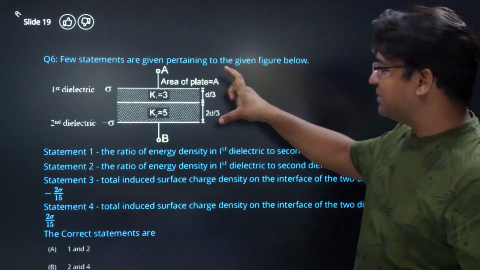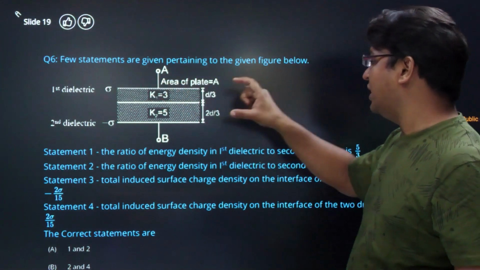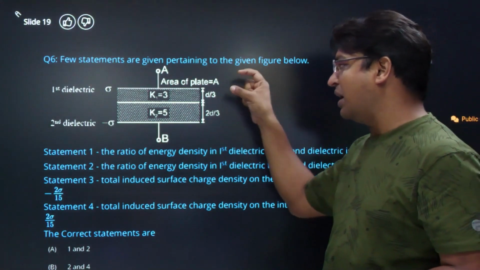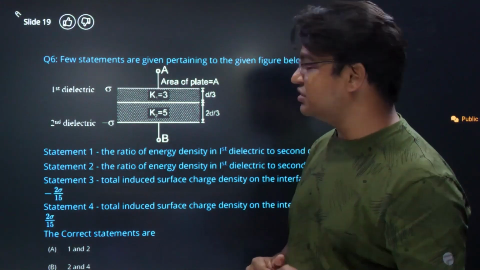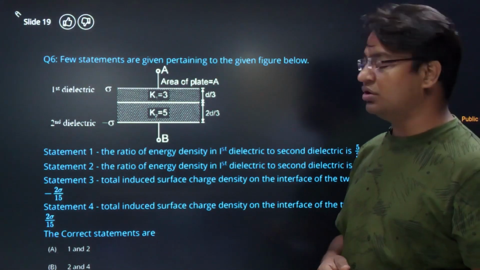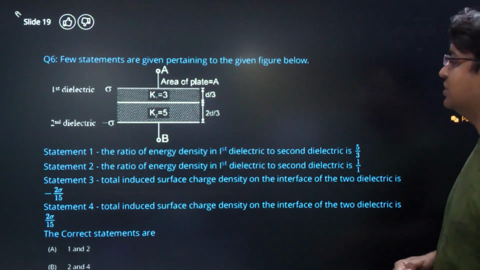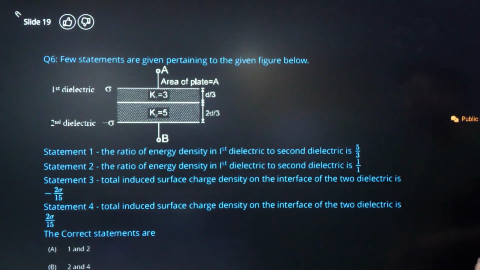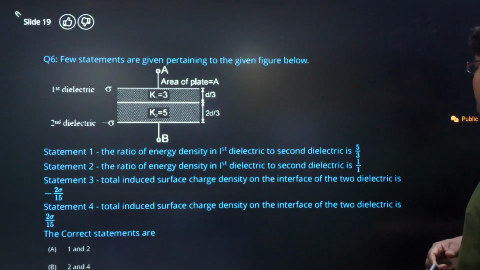So guys, it's a capacitor. The area of the plate is A and the capacitor is filled with two layers of dielectric of unequal thickness. The upper layer has a lesser thickness of d by 3, the lower layer has a greater thickness of 2d by 3. The charge density here is sigma and the charge density here is minus sigma. Now, the ratio of the energy density in the first dielectric to the second dielectric.